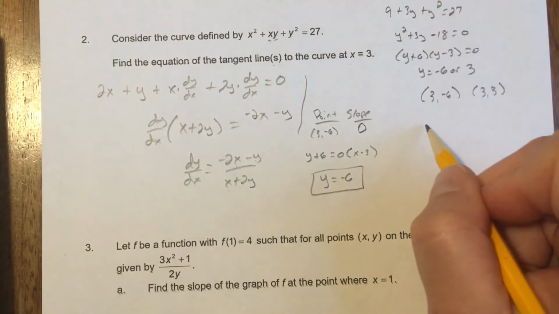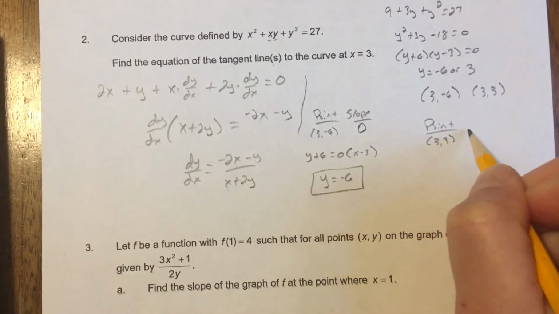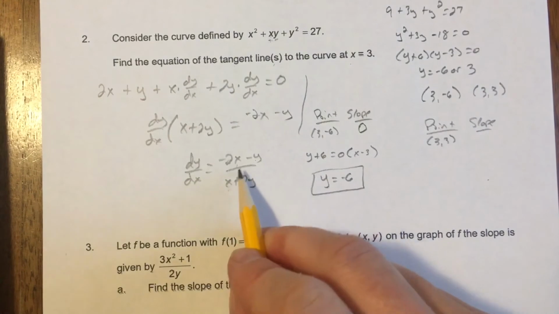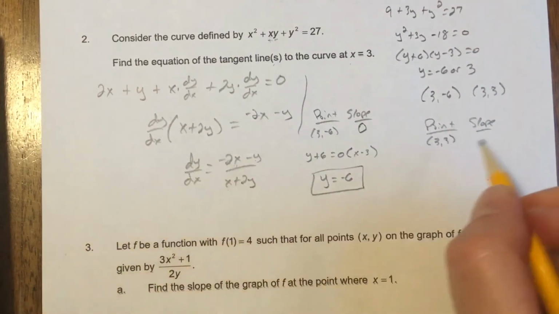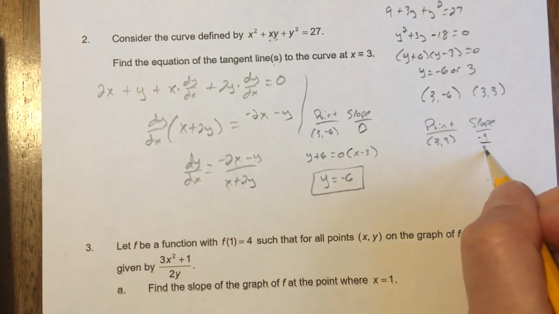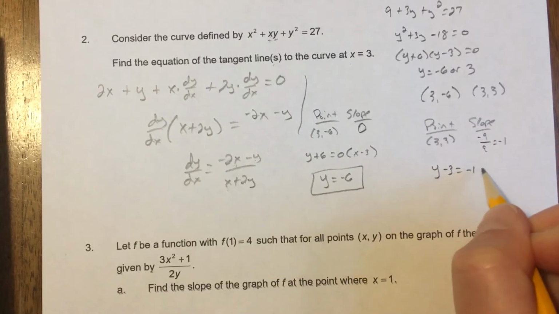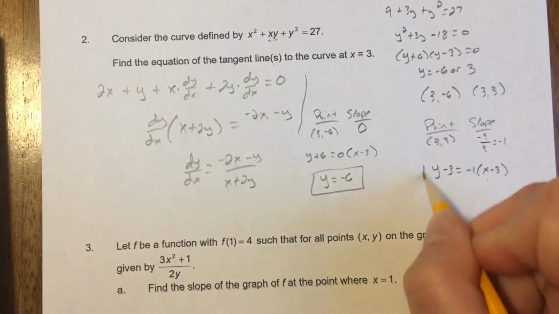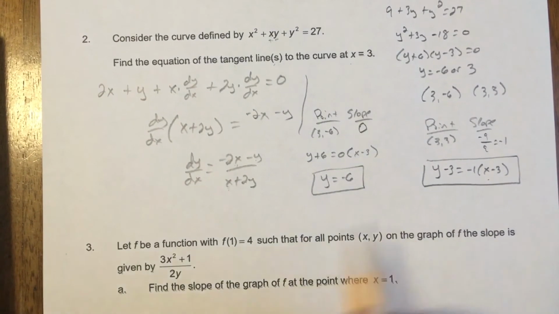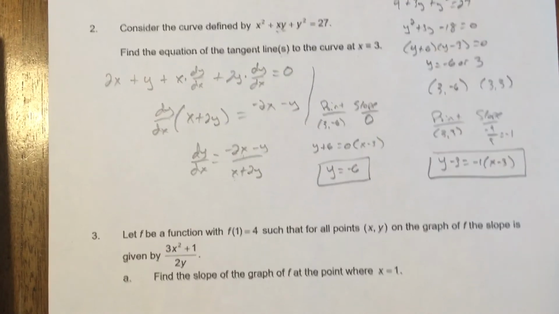Okay. For the other point, (3, 3), let's put that in and see what the slope of its tangent line is. So if I put that in, I get negative 6 minus 3, that's negative 9, over 3 plus 6, which is 9. I get a slope of negative 1. So y minus 3 equals negative 1 times (x minus 3). That's that tangent. So we were able to create two different tangent lines for the two different points that were on that curve.